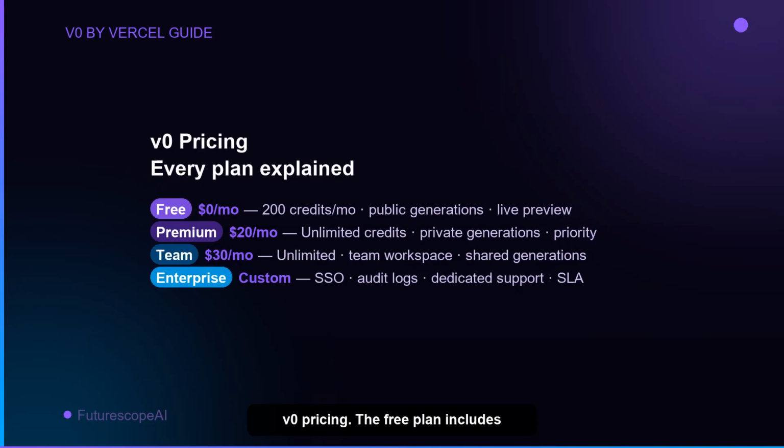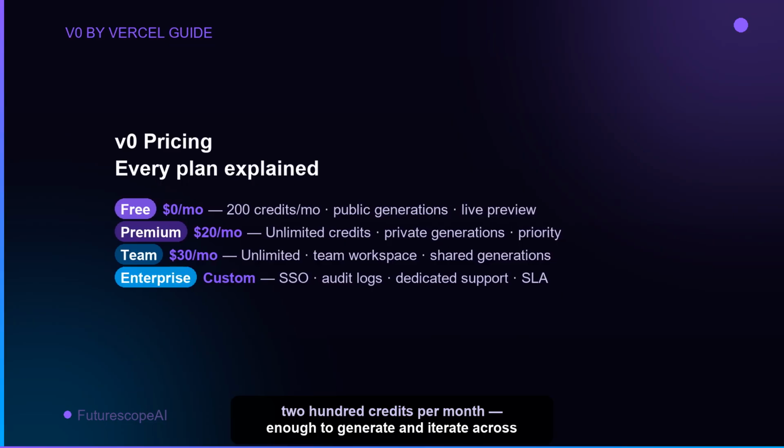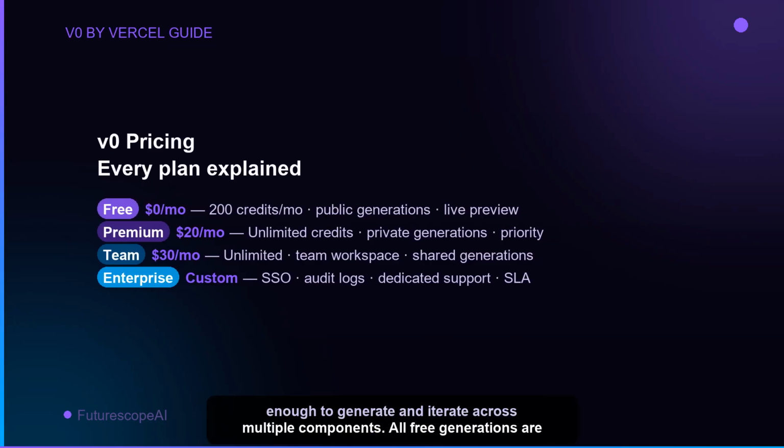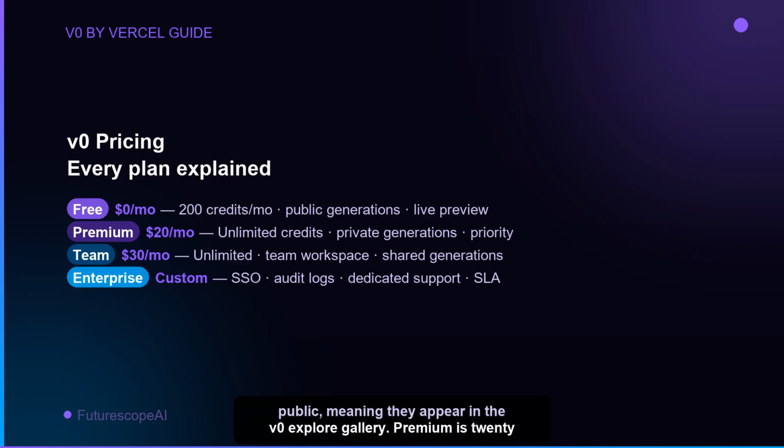V0 pricing. The free plan includes 200 credits per month, enough to generate and iterate across multiple components. All free generations are public, meaning they appear in the V0 Explore gallery. Premium is $20 a month, unlimited credits, private generations that are not publicly visible, and priority generation queue. The right plan for any developer using V0 regularly for professional work.